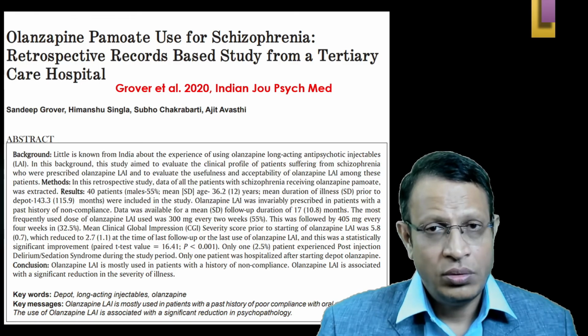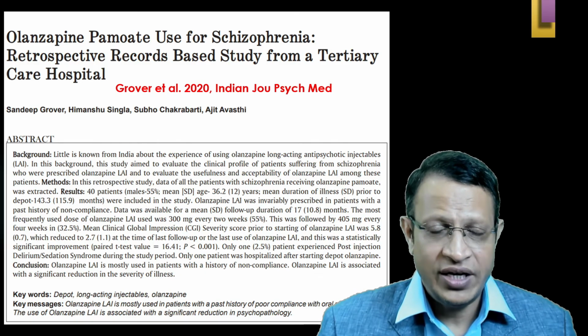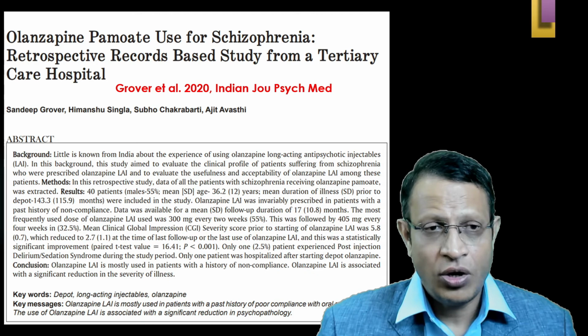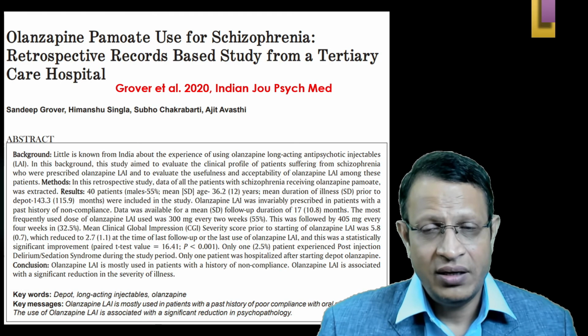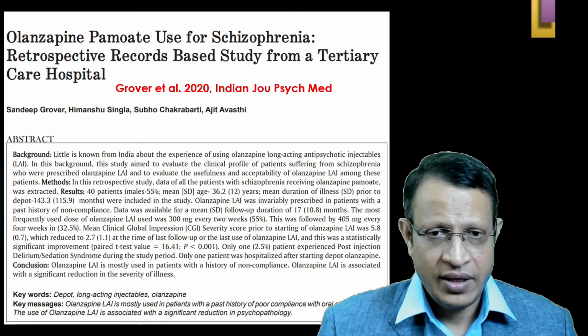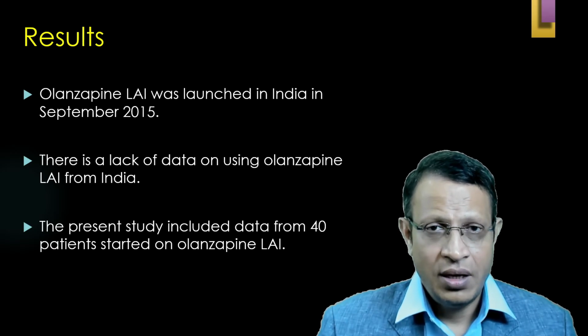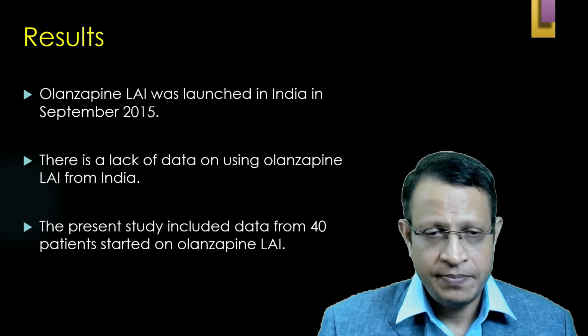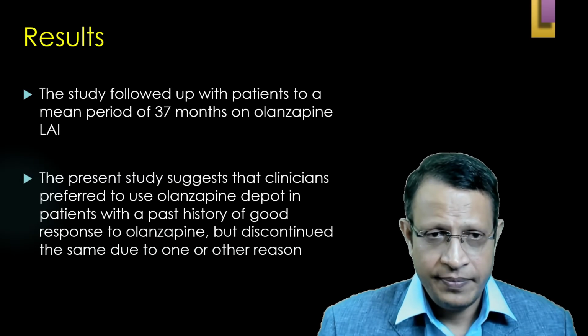With regard to the study done by Sandeep Grover and his colleagues in 2020, published in the Indian Journal of Psychological Medicine, on olanzapine pamoate use in schizophrenia, a retrospective records-based study from a tertiary center. In this study, they looked at 40 patients who were receiving olanzapine pamoate. They concluded that there is a lack of data with regard to olanzapine pamoate in India.